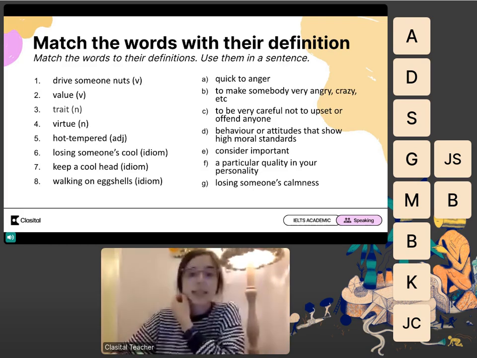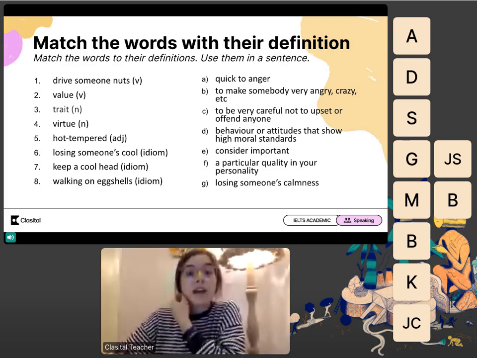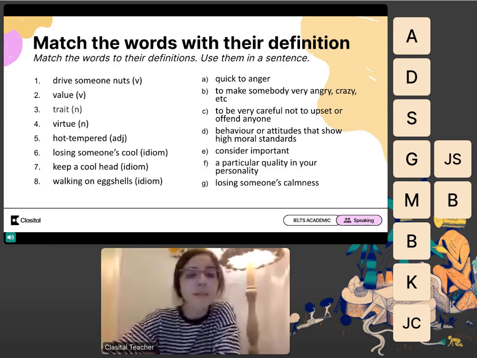If you don't want to use it, that's okay. Is there anyone who wants to use it in a sentence? I value the customs of my country. Okay, I value the customs of my country. That's a very good sentence, actually. Thank you very much, Bagya.